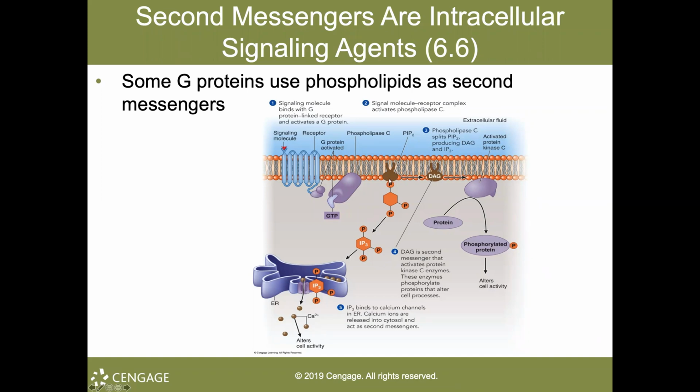Now, DAG, or diacylglycerol, is a second messenger, and it will go on to activate protein kinase C. Remember, our kinases are involved in phosphorylating things. So this phosphorylated protein will eventually activate some cellular activity. Altogether, we have IP3 and DAG, all of these are second messengers, along with calcium. That is also a second messenger.